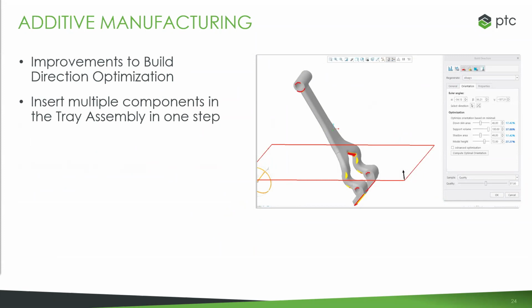And previously, you're only able to optimize for one of those optimizations. But now what we can do is optimize against all of them simultaneously. We can give a weighting or a percentage for each of those, and it'll optimize based upon that.